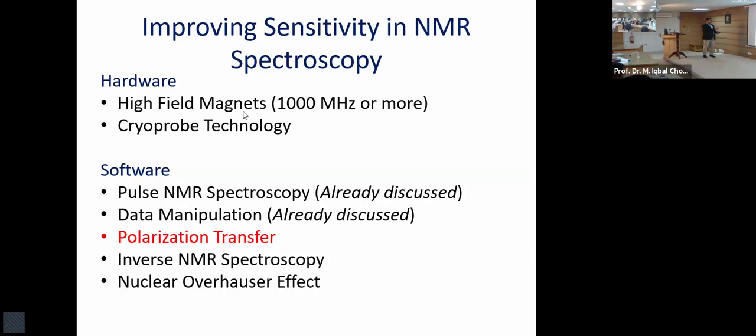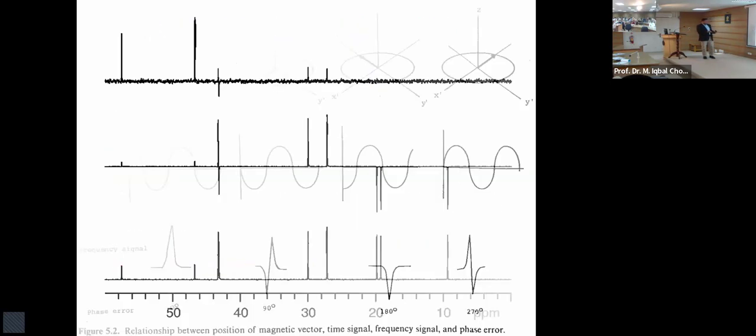But then software solution. The first was pulse NMR. We have already studied pulse NMR. Pulse NMR helps us to have so many spectra recorded. When you have so many spectra for the same compound, signal to noise ratio improves. Then there was data manipulation. I don't know whether we have discussed that or not, but let me just take you through.